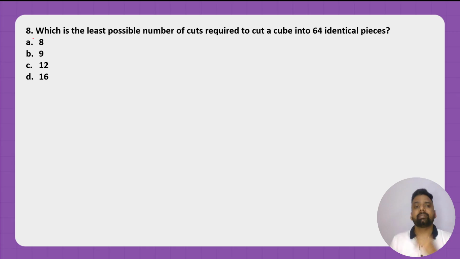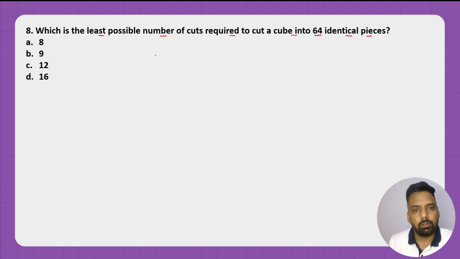The next problem says: what is the least possible number of cuts required to cut a cube into 64 identical pieces? You have a bigger cube, and you have to minimize the number of cuts. So what is the minimum possible number of cuts so that I get 64 identical pieces? Whenever we want to minimize the cuts, we try to have an equal number of cuts in 3 dimensions.